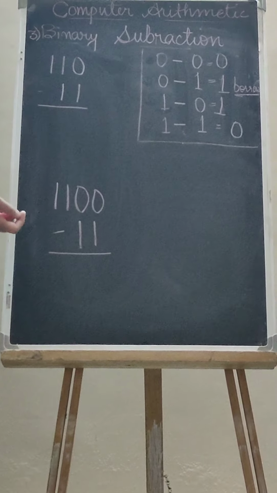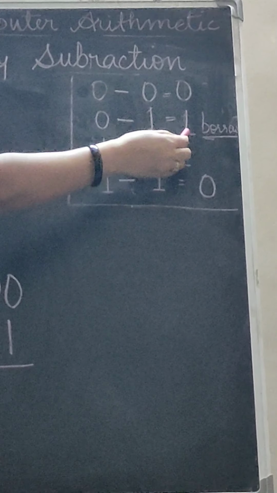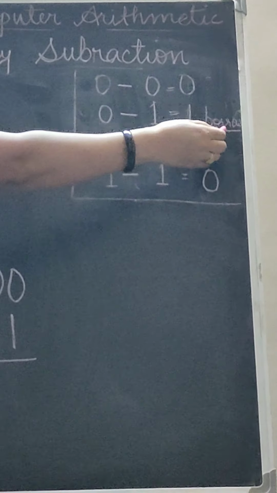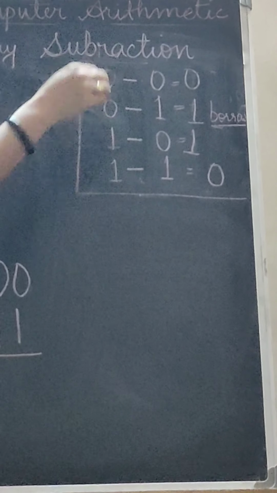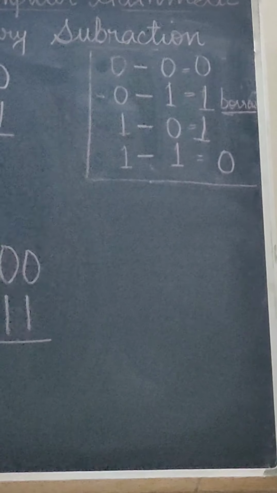0 minus 0 gives 0. 0 minus 1 gives 1, and we have to take borrow from the next digit. This is slightly different. Rest 3 are same. 1 minus 0 is 1. 1 minus 1 is 0.